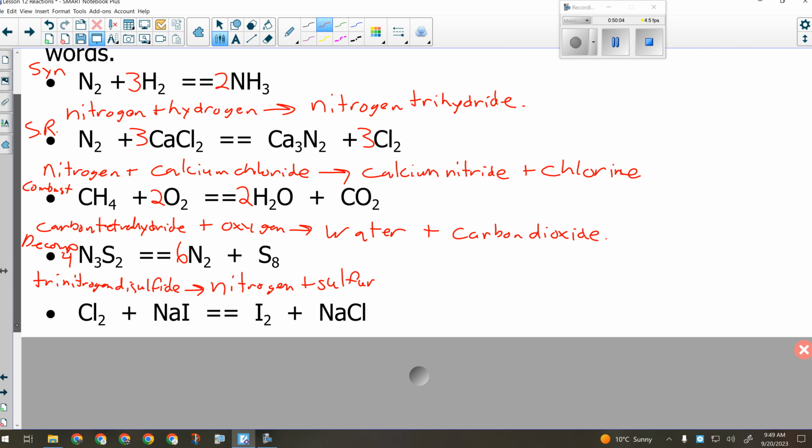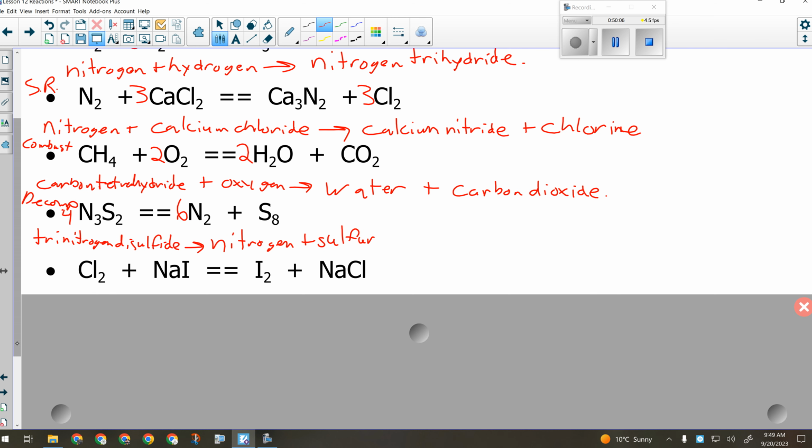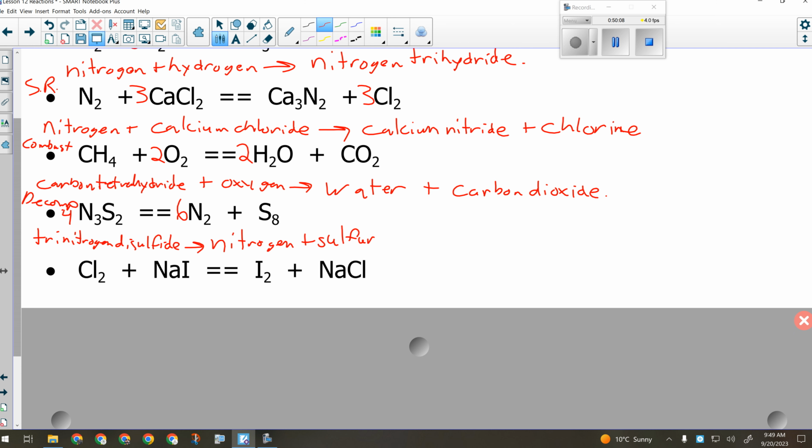All right, this one here, what kind of reaction are we looking at there? That's a single replacement reaction. Okay, so I'm just going to write SR for single replacement: chlorine plus sodium iodide gives iodine plus sodium chloride.